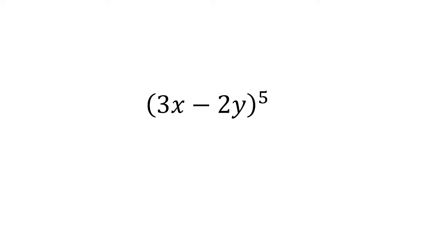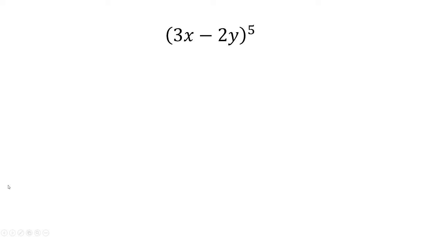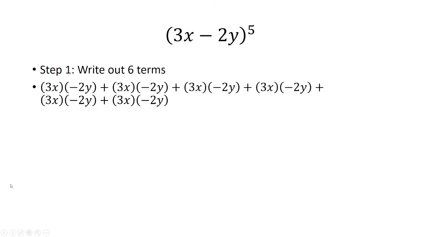In this video, we'll be expanding (3x minus 2y) raised to the fifth power. Okay, first, we should be writing out the 6 terms. So whenever you see the exponent here, let's say it's 5, you add 1, and that's the number of terms there's going to be. So if this was 10, there would be 11 terms. So always add 1 to the exponent to get the number of terms.